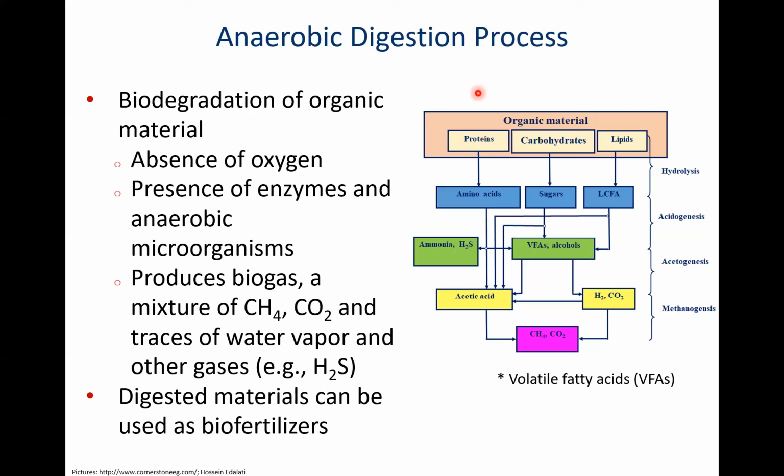As we discussed before, anaerobic digestion is a process for biodegradation of organic material in the absence of oxygen, producing methane, carbon dioxide, and of course, some volatile fatty acids. Besides these products, you will also find the liquid stream from the digester, which we call digestate.